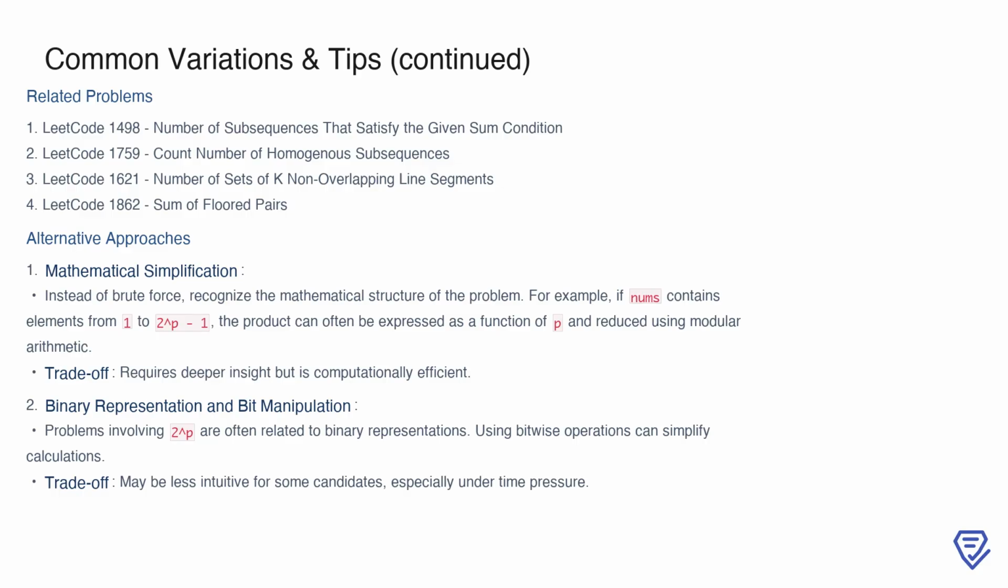Another approach involves binary representation and bit manipulation. Since problems involving powers of 2 are closely tied to binary operations, leveraging bitwise techniques can greatly simplify calculations. However, this approach might feel less intuitive to some, especially under the pressure of an interview. Understanding the trade-offs between these methods will help you decide the best approach for the given constraints.